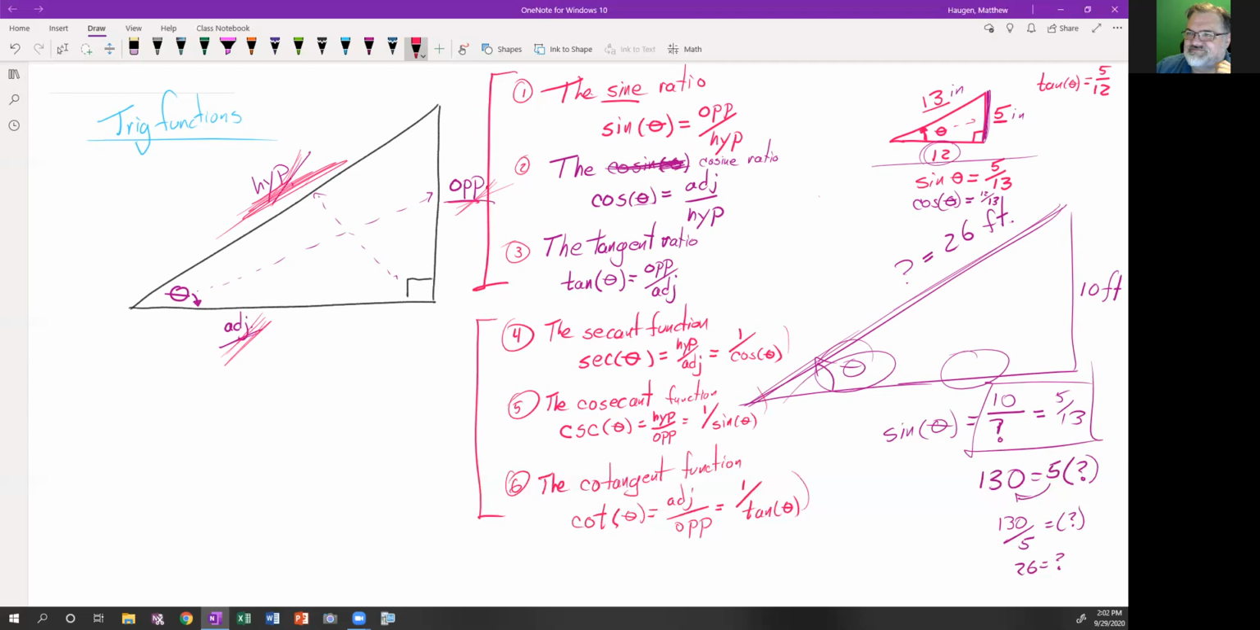But if we wanted to finish this out over here, the sine of that angle theta is 5/13. The cosine of this angle theta is 12/13. The tangent is 5/12, the opposite over adjacent. The secant would be the reciprocal of cosine, so it would be 13/12. Cosecant would be the reciprocal of sine, so 13/5. And the cotangent would be the reciprocal of tangent, so 12/5.